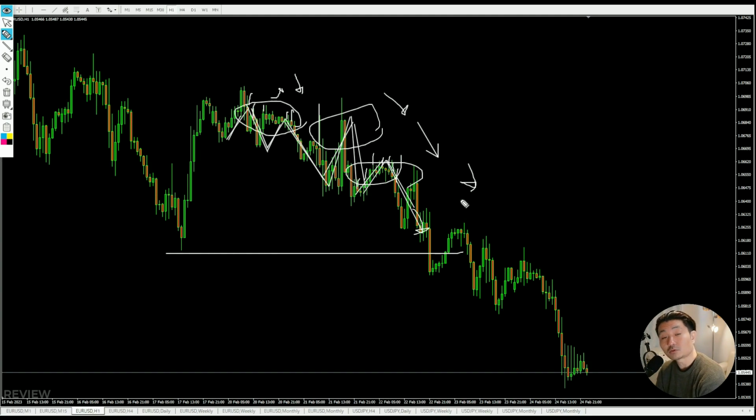Okay, so I'll keep you guys updated when a new daily or weekly bias forms on this pair. Alright, so let's go on to the Euro-Yen pair.